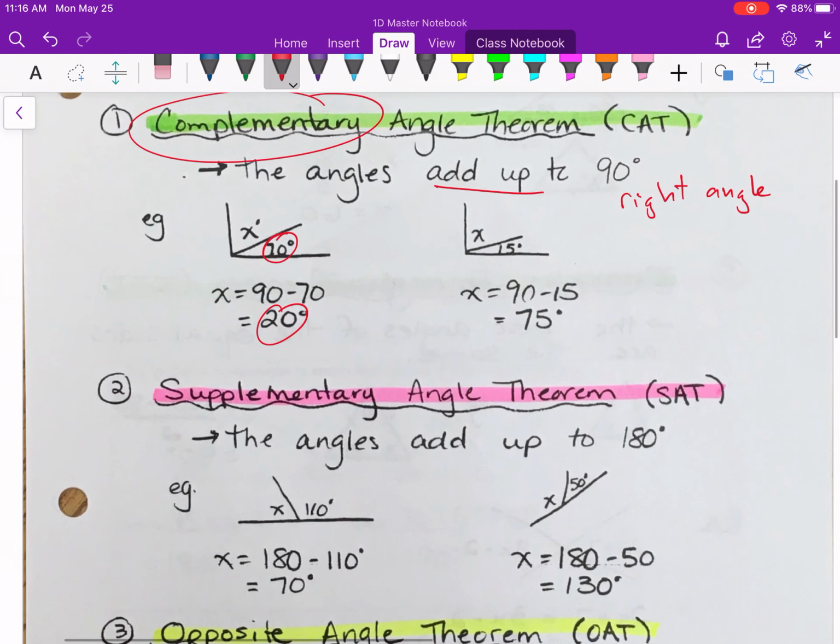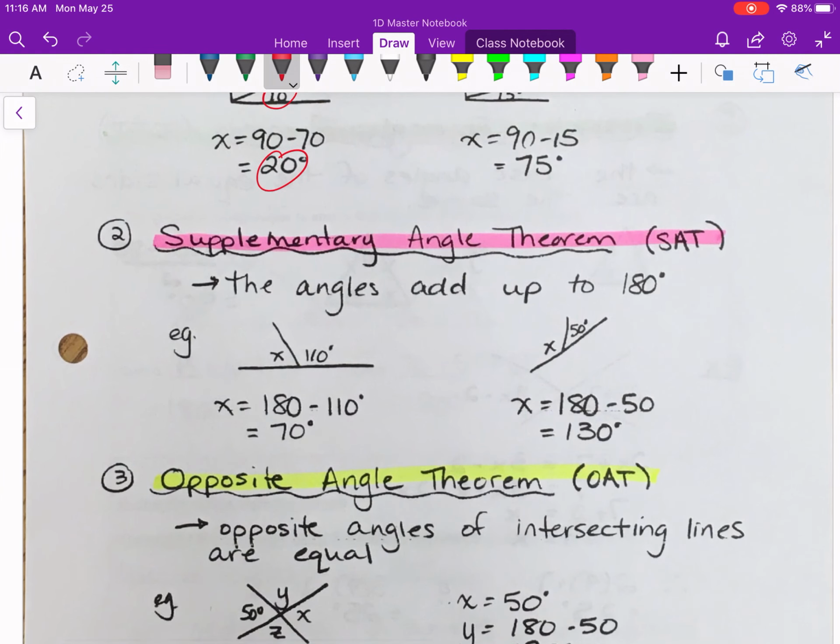Supplementary angles are the exact same idea, except that they add up to 180. So again, if I know that I've got a 180, a straight line, and I know that one of the angles is, say, 110 degrees, then the other angle that'll make a straight line out of it has got to be 70 degrees.